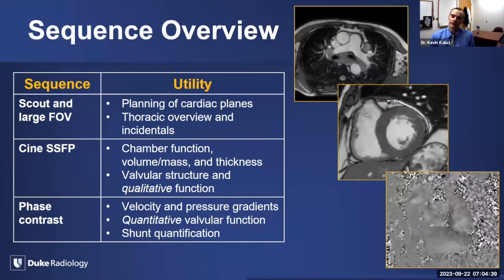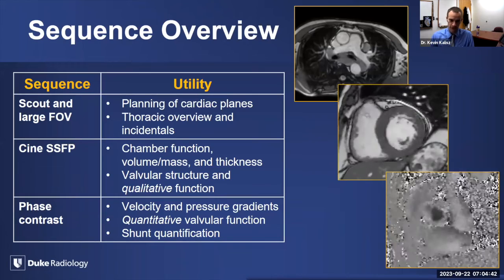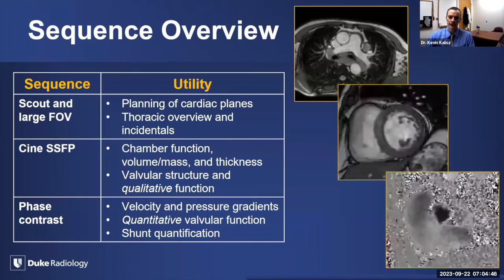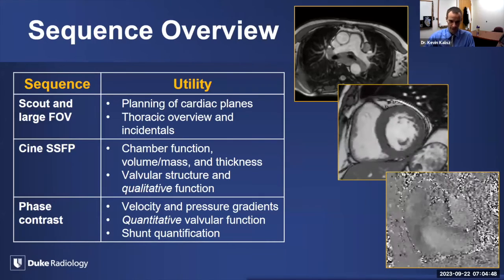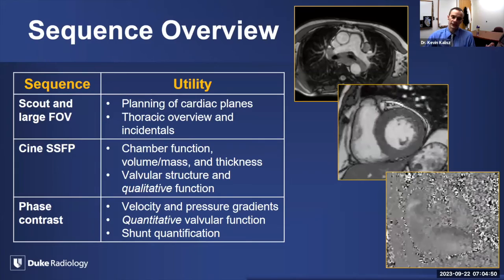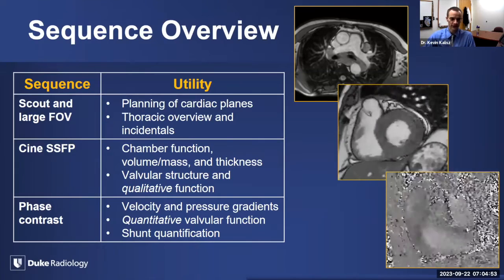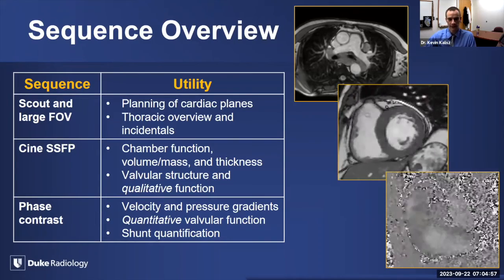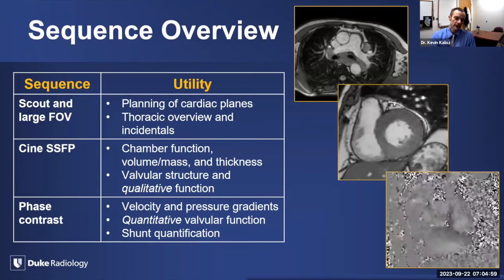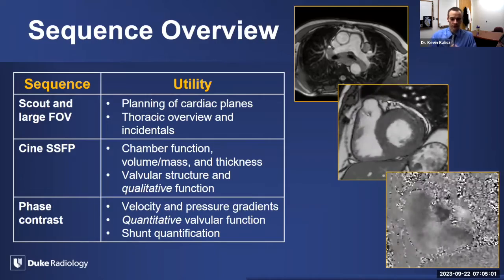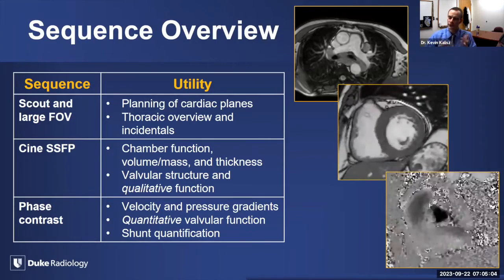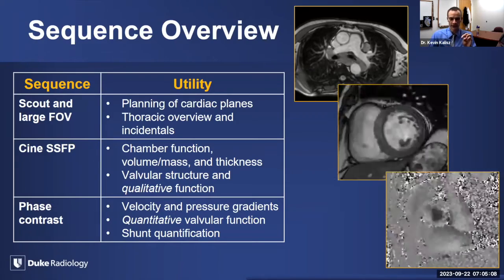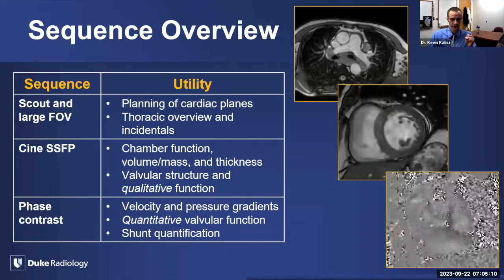I'll just go over a couple minute overview of some of the sequences. We'll illustrate over the course of the lecture how these look and how they're useful, especially in cardiomyopathy assessment. With any sort of MR exam, even outside the heart, we get a scout, and typically we get large field of view images. The scouts are for planning cardiac planes and subsequent sequences, and the large field of view images are really good for a thoracic overview and incidentals. I use the word incidentals here, but sometimes it's more than incidentals. It's really supportive to the diagnosis of what's going on with the patient.